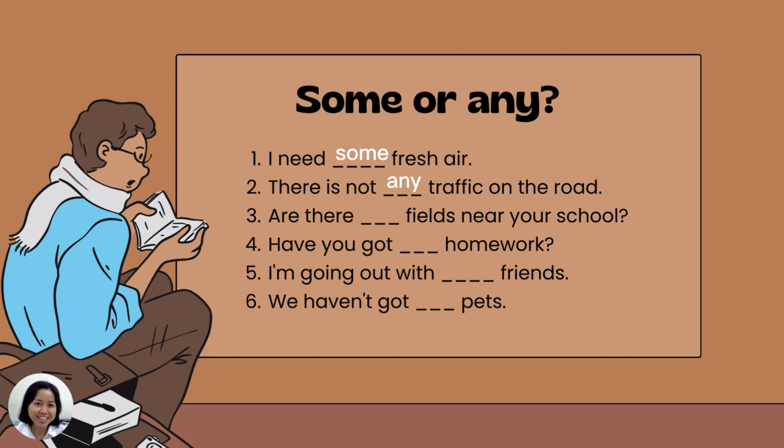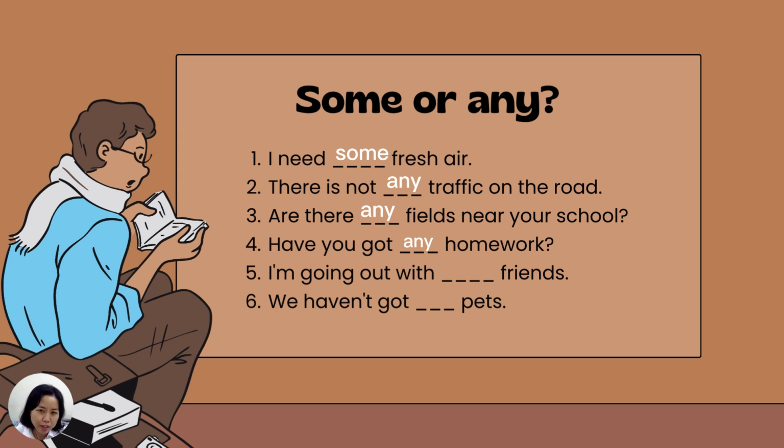What about number three? Are there blank fields near your school? Oops, not some. Be careful. What type of sentence is this? Yes, this is a question, so you need to use any. Are there any fields near your school? Perfect. Now you know. All right, number four. Have you got blank homework? Yes, this one is similar to number three. This one is a question, so you need to use any. Perfect. What about number five?